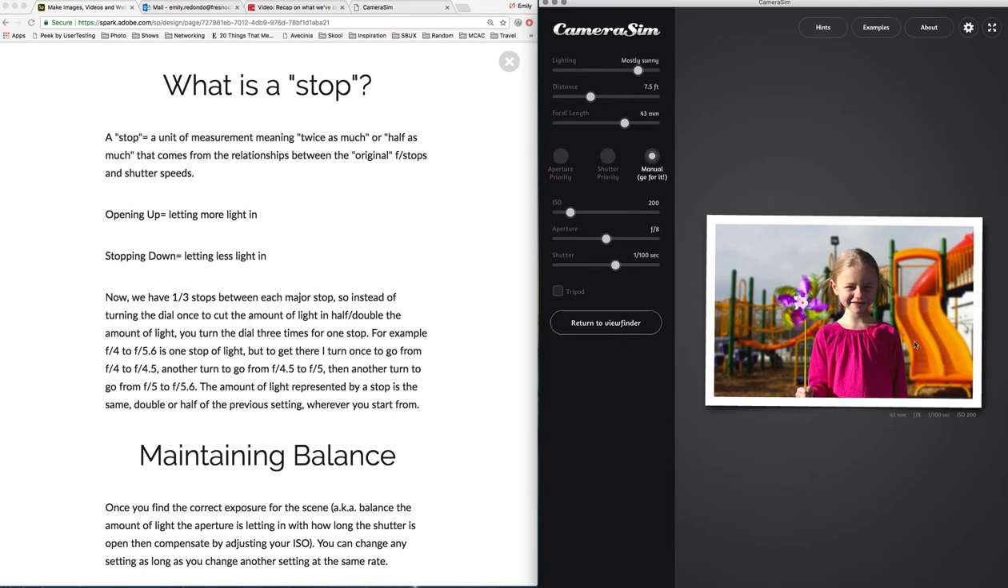So there's always gonna be multiple exposure settings you can use. It really just comes down to what creatively you want your photo to look like.